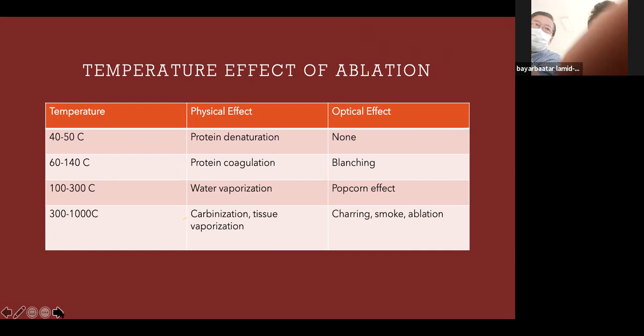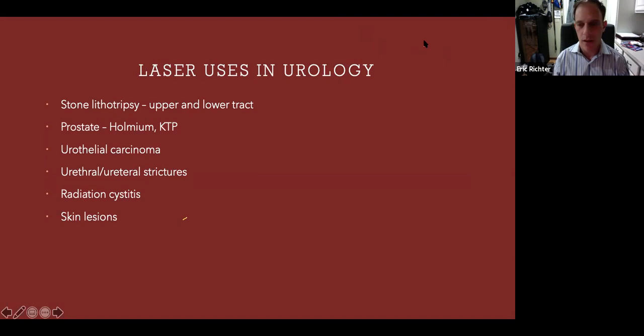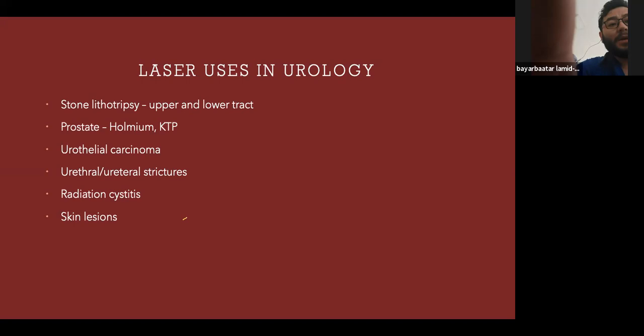Next one. Okay, so this is just a brief outline. We're going to start to get more clinical now. The uses of laser in urology: there's stone lithotripsy, both in the upper tract and also the lower tract, so bladder stones. In the prostate, you can use holmium and the KTP laser. You can use it for urothelial carcinoma. Strictures is a very common use. Another use, you can ablate areas of radiation cystitis when there's bleeding. And then some people, not holmium laser, but some people use lasers for certain skin growths that can occur in the genital area.